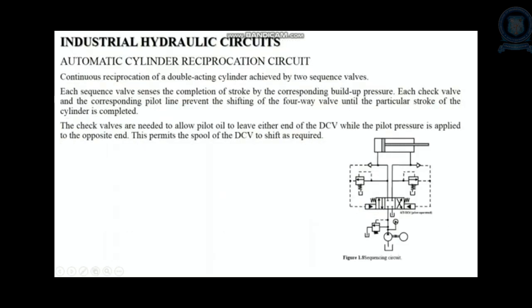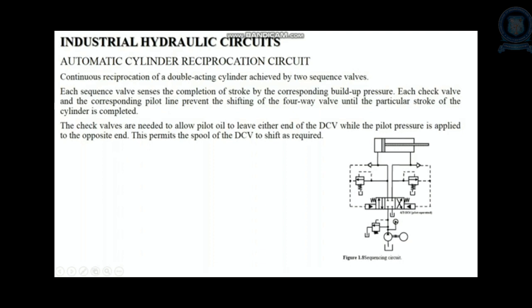Then we can see the industrial hydraulic circuits. Two industrial hydraulic circuits you can see in this video. First, the automatic cylinder reciprocation circuit. We can achieve automatic cylinder reciprocation by means of two sequence valves. I will explain using this diagram. As usual, there are components: reservoir, pump, pressure relief valve. There is a 4x2 DCV we want to use. This diagram shows 4x3, but actually we want to use a 4x2 DCV. These two connections are connected in parallel through two sequence valves.